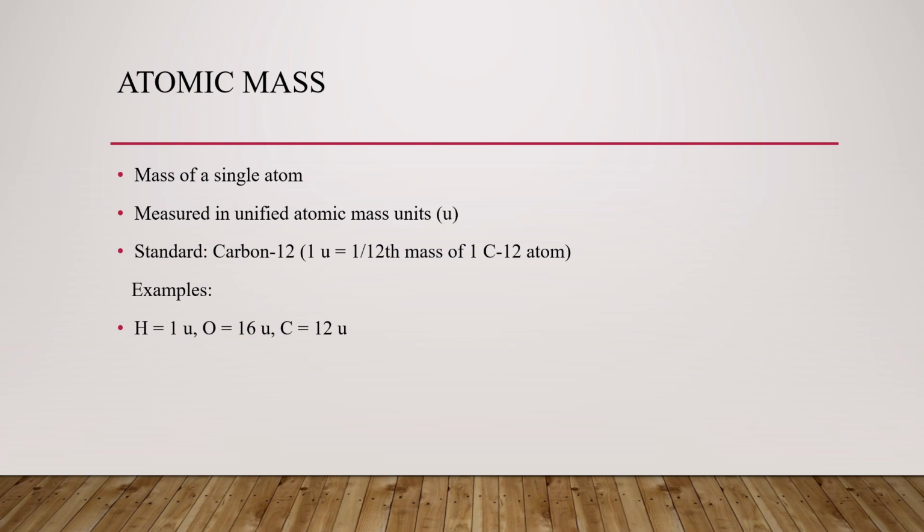For example, H is equal to 1 U, meaning the atomic mass of hydrogen is 1. So H is equal to 1 U. U means its unit, atomic mass unit. And the atomic mass of oxygen is 16, so O is equal to 16 U. And the atomic mass of carbon is 12, so C is equal to 12 U.